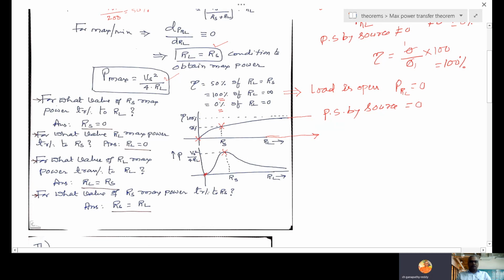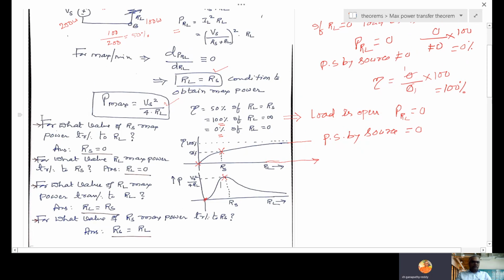Vs square by 4 into RL. This one, this is already derived. Vs square by 4 into RL. When RL is equal to infinite, again power transfer becomes 0. So this is how power is varying. This is how efficiency is varying.